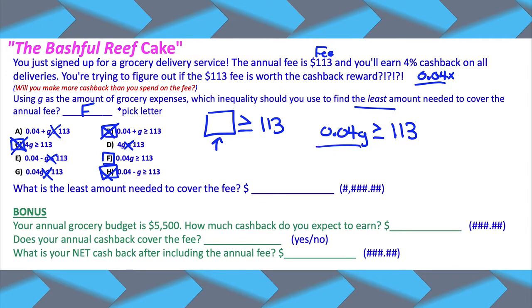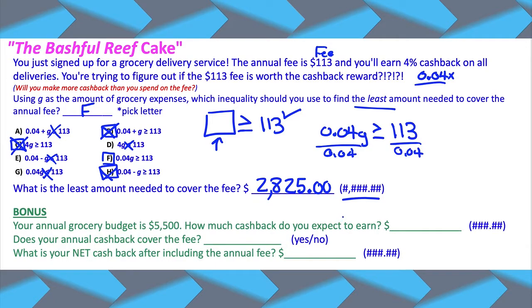So let's divide both sides by 0.04. To make back the $113 you spent for the fee, you'd have to spend $2,825.00. Notice how you type it in. Probably put a comma in there. Here we go. You need to spend $2,825 to make back your $113 fee.